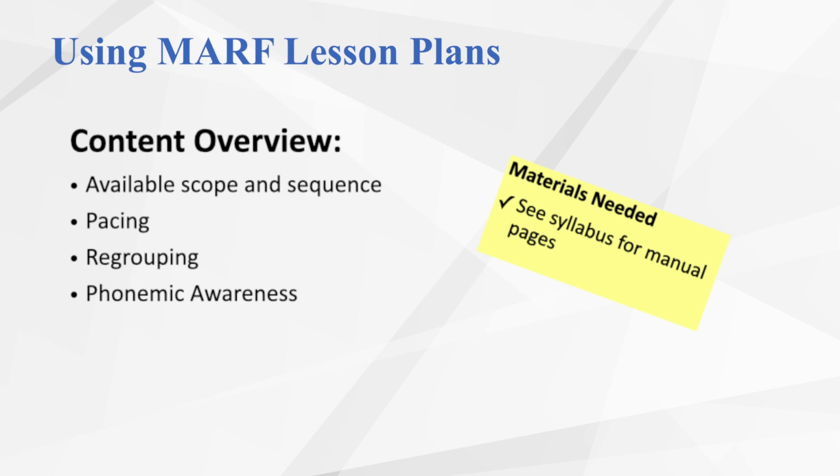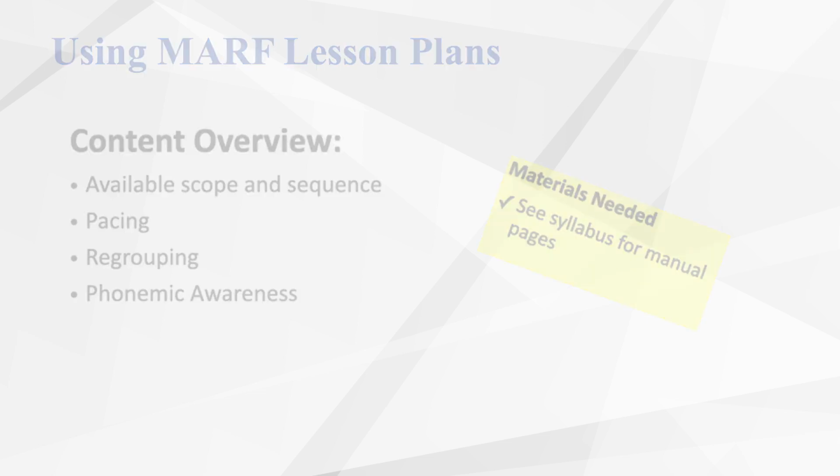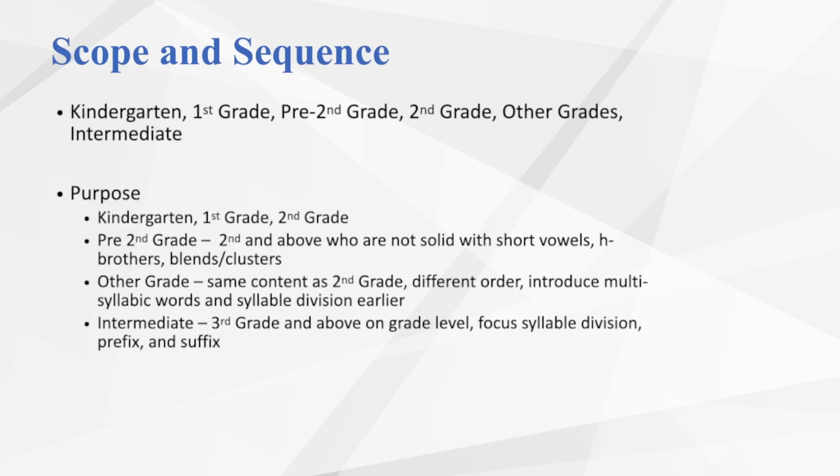In this section, we're going to discuss the available scope and sequences to choose from, the pacing of the lesson delivery within the scope and sequence, regrouping, and finally, phonemic awareness. Referring to your manual or looking through our website, you'll find we have several scope and sequences: kindergarten, first grade, pre-second grade, second grade, other grades, and intermediate. Each one of these resides within that particular grade level folder.